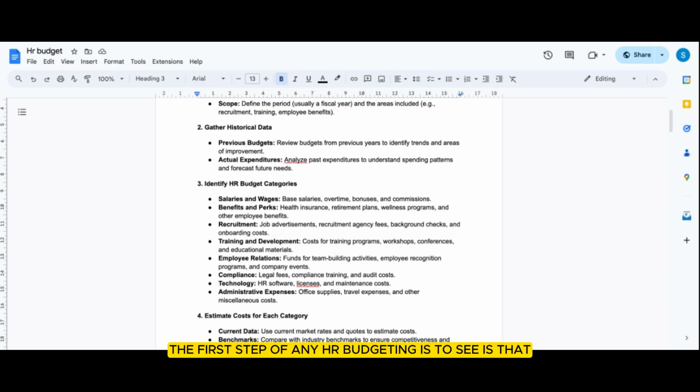The first step of any HR budgeting is to see what are my objectives? Why are you doing the budgeting? The objective of ultimately doing the budgeting is to control HR cost while ensuring that you are having competitive salaries and you are able to do effective employee development. We need to clearly establish the purpose of the budget and identify the various HR activities which it will cover. But few activities are always very important, like recruitment, trainings, and employee benefits.